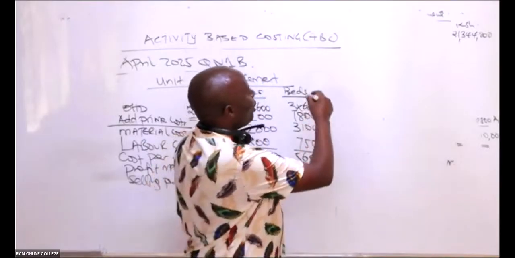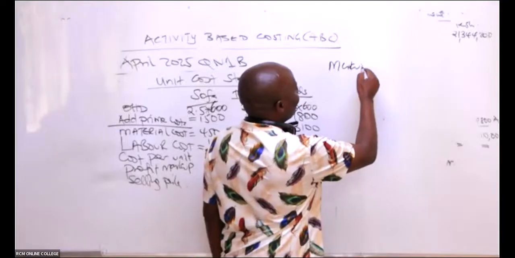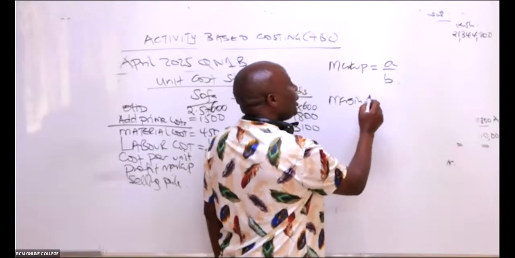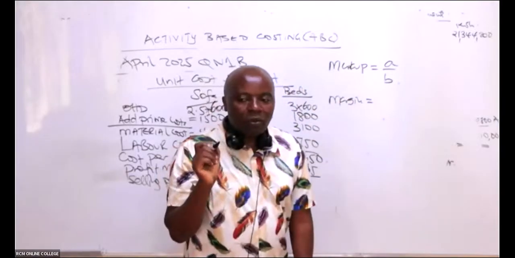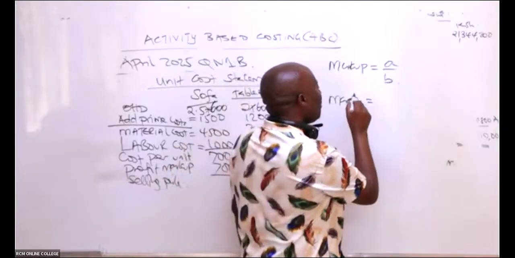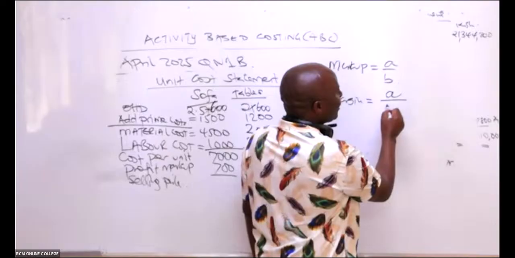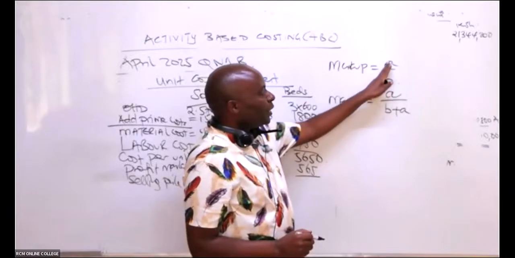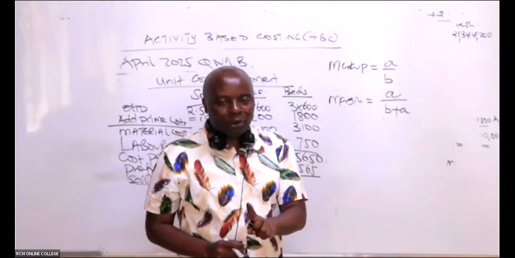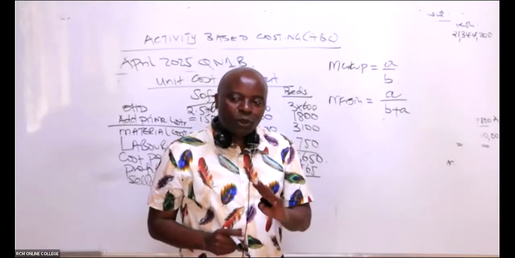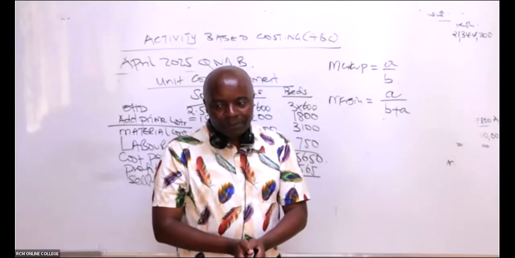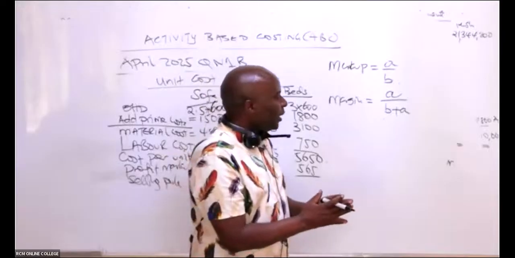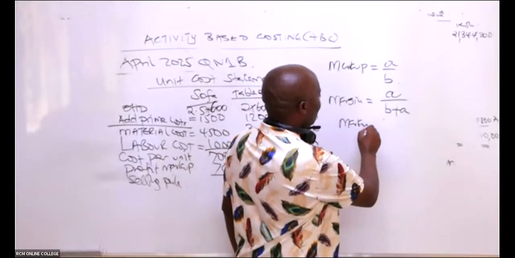Please listen. Whenever you are given markup as A over B, and you want to get margin, margin has a bigger base. So anytime you want to get margin, you should talk of A over B plus what here, somebody? A. The upper part will always be the same regardless of whether you're talking of markup or margin. But margin has always a bigger base. So whenever you're going to the margin, always increase the base.